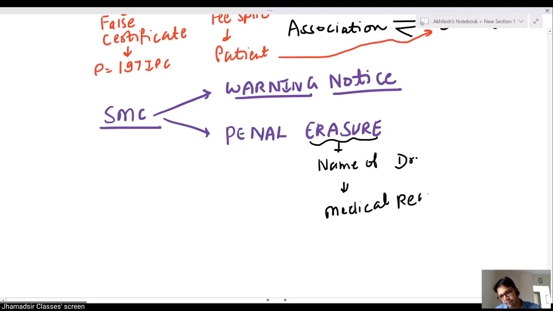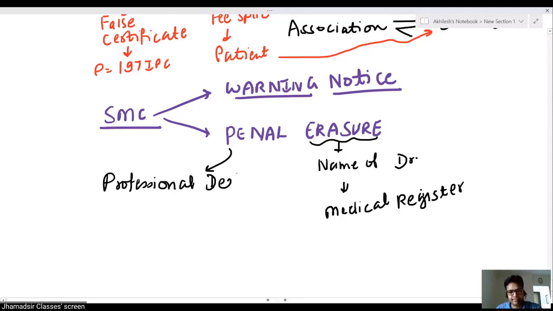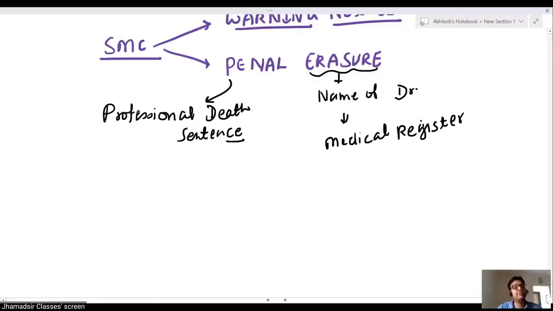Erasure of the name of a doctor from the medical register. From the medical register, State Medical Council will erase the name. Means medical registration is cancelled. And Dr. Saab, this is also known as professional death sentence. Now, the doctor won't be able to practice, maybe for a few days, maybe for a few weeks, a few months, a few years, or maybe lifelong. This is known as penal erasure.